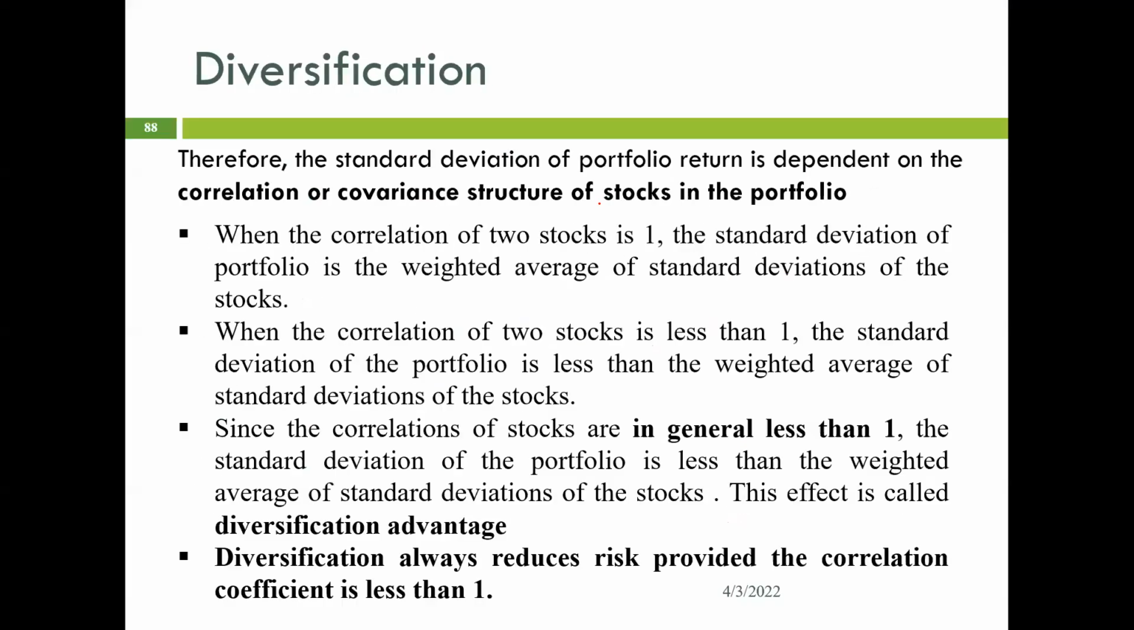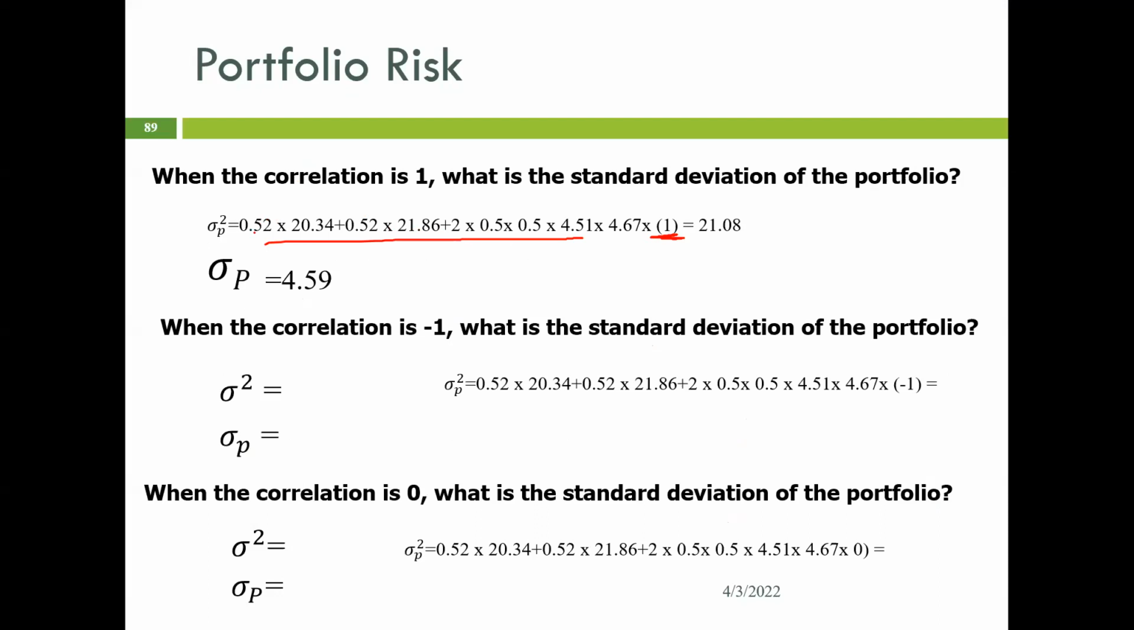Simply you can substitute the numbers here. This is the 0.5 squared, right? Not 52. This is 0.5, squared. This is the variance of the stock X. This is also the square of 0.5. This is the variance of Y. Twice 0.5, 0.5, standard deviation X, standard deviation Y. Now here, instead of our correlation, I have put the 1.